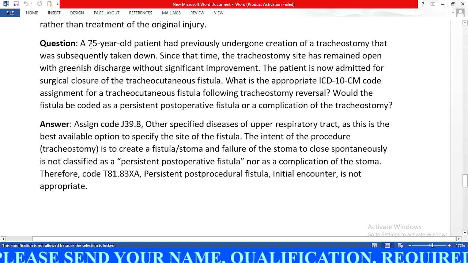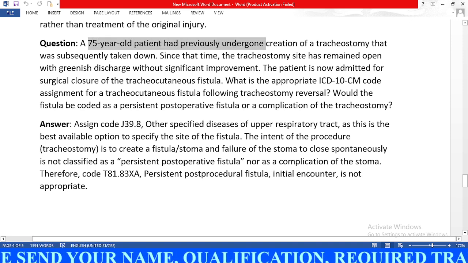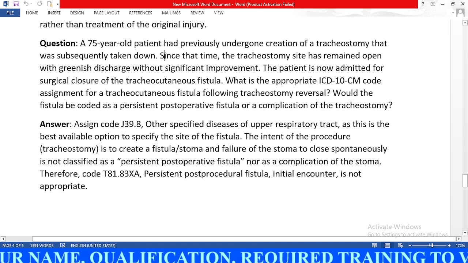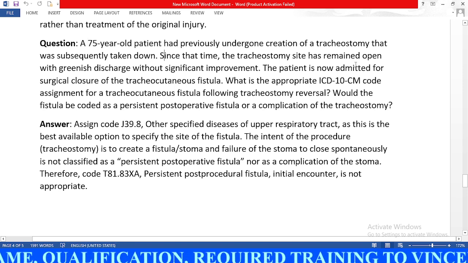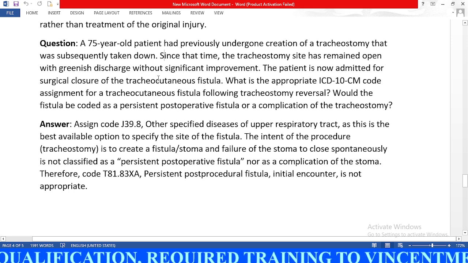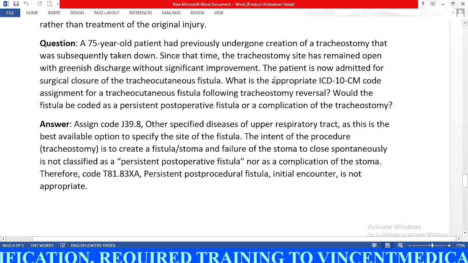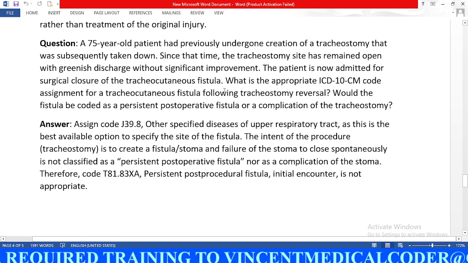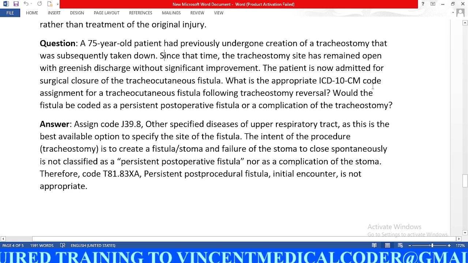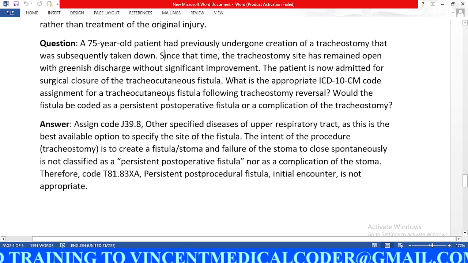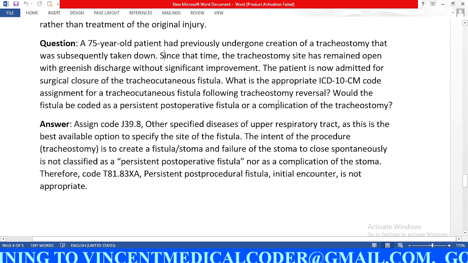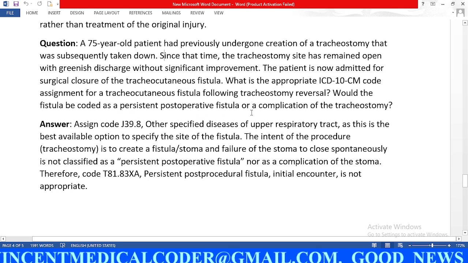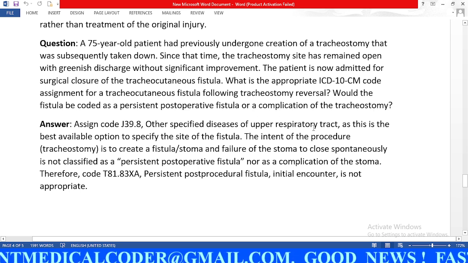Next question. A 75-year-old patient had previously undergone creation of a tracheostomy that was subsequently taken down. Since that time, the tracheostomy site has remained open with greenish discharge without significant improvement. The patient is now admitted for surgical closure of tracheocutaneous fistula. What is the appropriate ICD-10-CM code assignment for a tracheocutaneous fistula following tracheostomy reversal? Would the fistula be coded as persistent postoperative fistula or complication of the tracheostomy?